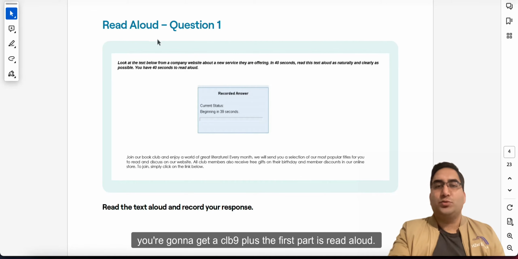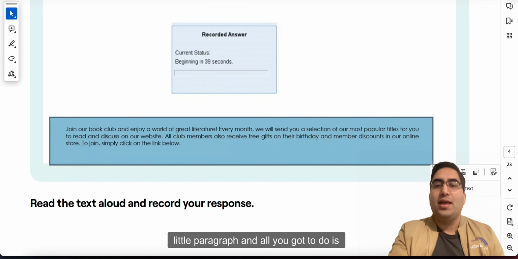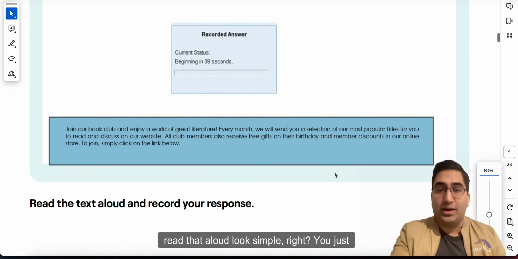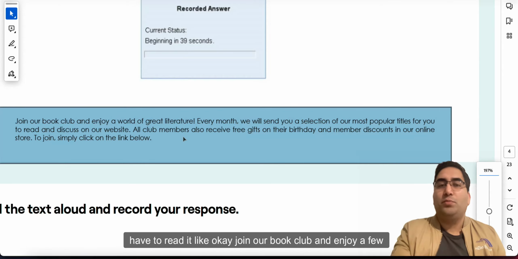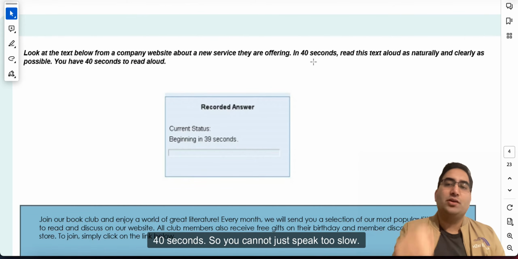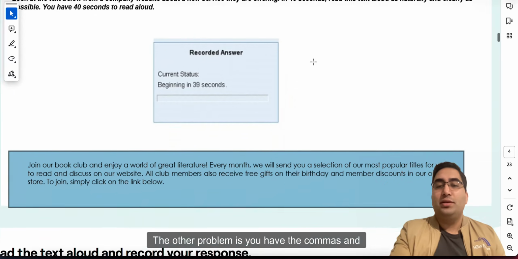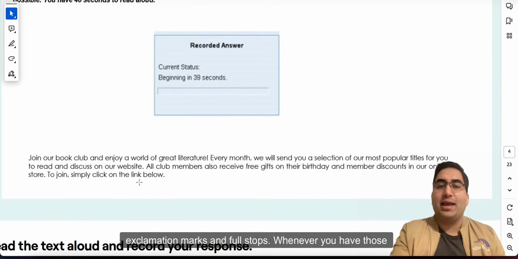The first part is read aloud. Now in this part, it's very simple. What you get is a little paragraph, and all you got to do is read that aloud. Looks simple, right? You just have to read it like, okay, join our book club and enjoy. A few problems. One is you have to finish it within a time limit in 40 seconds, so you cannot just speak too slow. The other problem is you have the commas and exclamation marks and full stops.